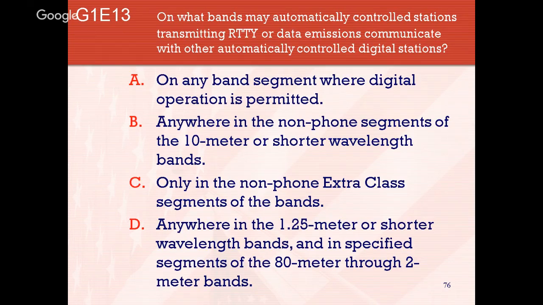On what bands may automatically controlled stations transmit RTTY or data emissions to communicate with other automatically controlled digital stations? On what bands can this be done? It's very specific, but it's not on any band segment, and it's not anywhere in the non-phone segments, and it's not on non-phone extra class segment bands. D is your answer: anywhere in the 1.25 meter or shorter wavelength bands and in specified segments of the 80 meter through 2 meter bands.